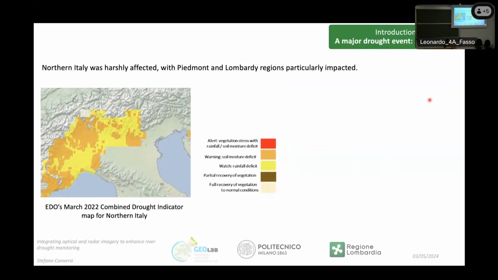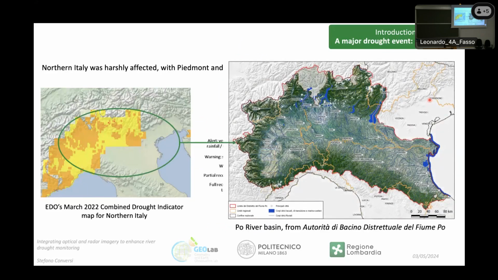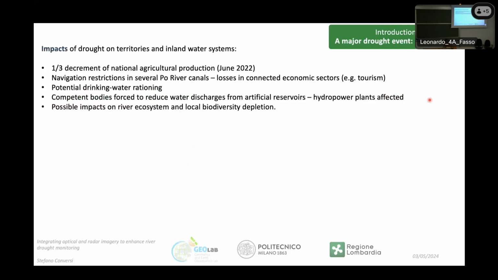We have lots of indicators in the Italian territory that state the critical situation in which we were. We can recognize that the Piedmont and Lombardia regions mainly were affected by the phenomenon, and that more or less the biggest part of the Po River catchment was affected by this kind of phenomenon.